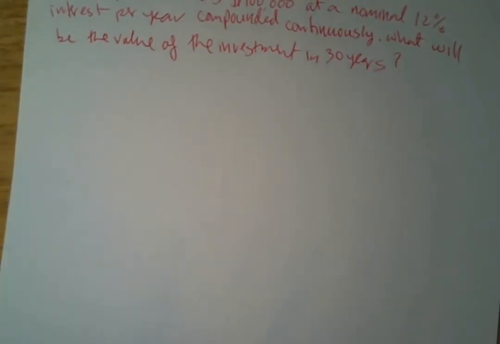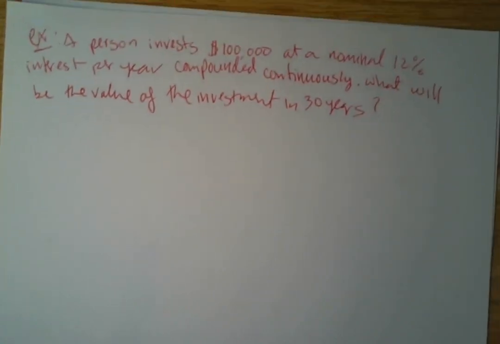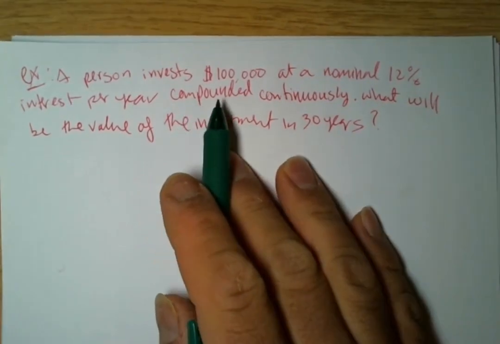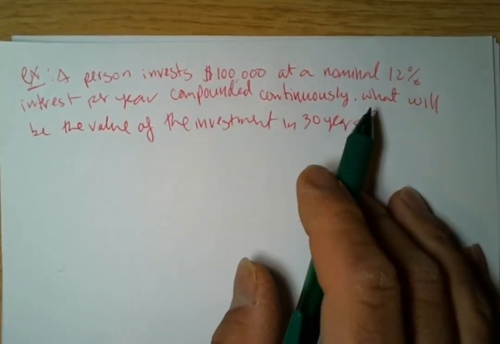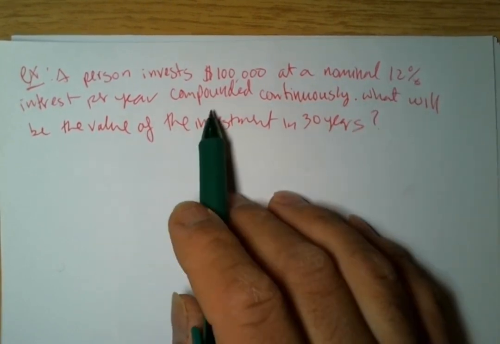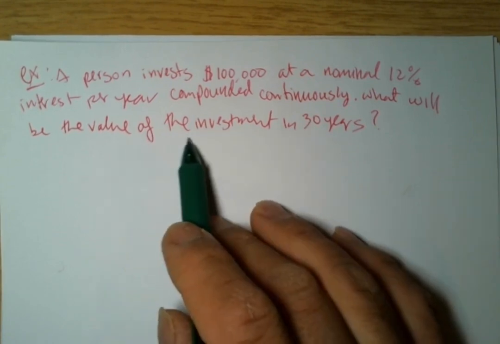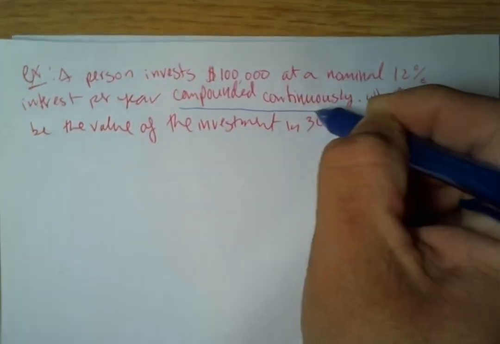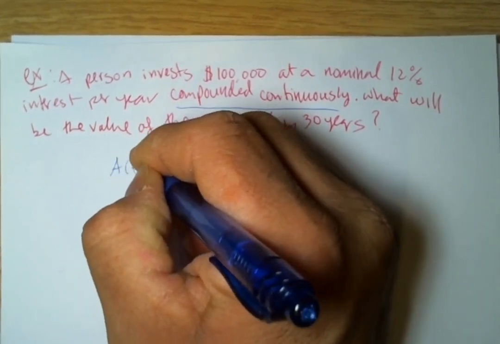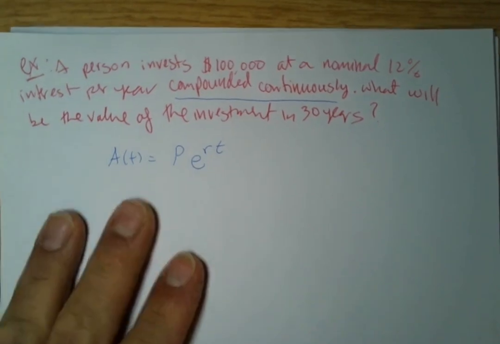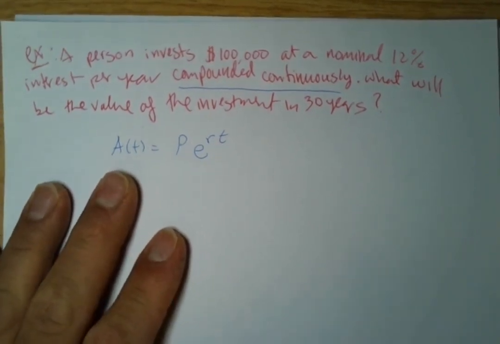So how about here? Let's say a person invests $100,000 at a nominal 12% interest per year. Now this is a crazy high amount of interest per year. Compounded continuously, what would be the value of the investment in 30 years? Okay, compounded continuously, so it's telling me what formula to use. This is the formula for continuous compounding.